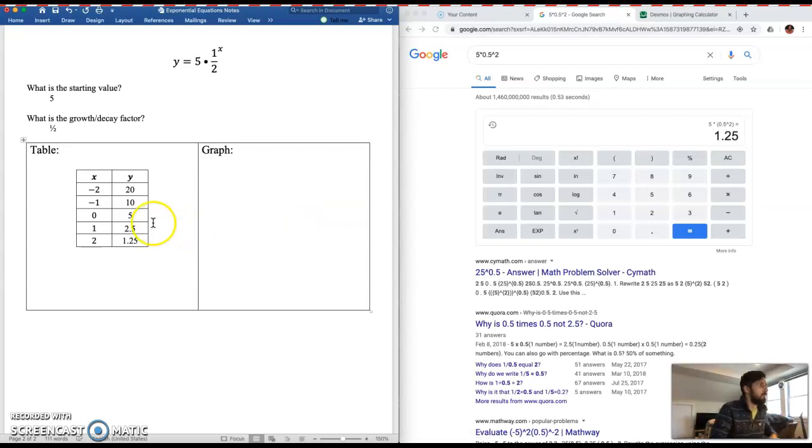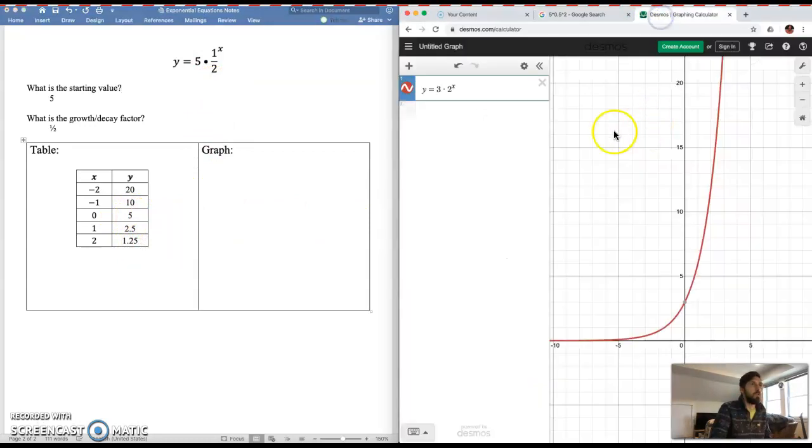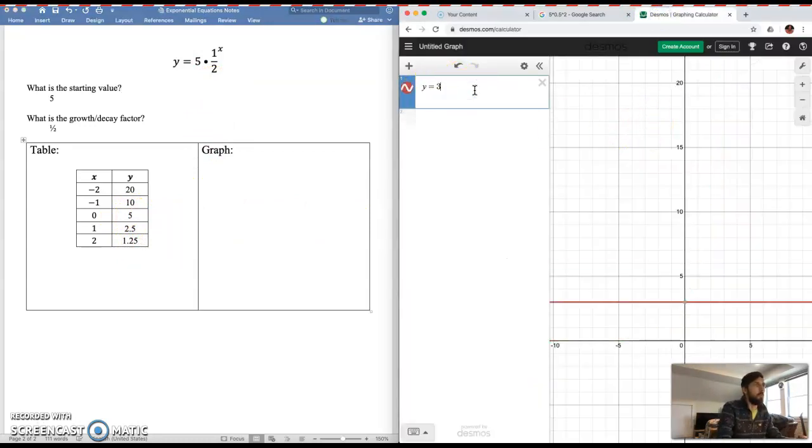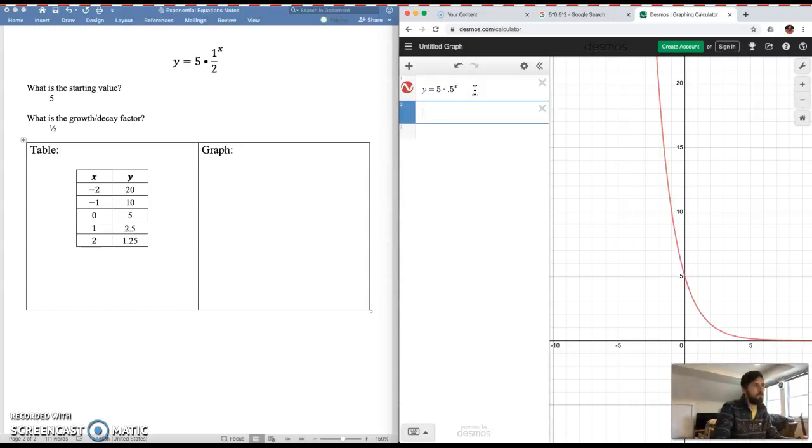So for this example, first of all, we can point out that, again, this starting value, the 5, shows up in the middle where it's 0. And we'll go over the graph, change this. 5 times 0.5 to the power x. There we go. So here's our example again. That's where it crosses the y-axis. That's where it is at 0.